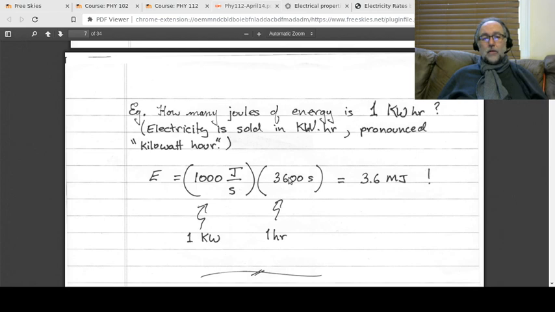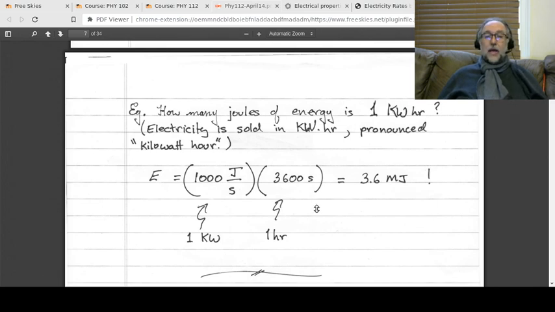1 kilowatt is just 1,000 watts, and I'm going to write the watt as joules per second. So 1,000 joules per second, and an hour is 3,600 seconds. You'll notice that the seconds cancel out, and if you multiply this all out, you get 3.6 megajoules. So that's a lot of energy.